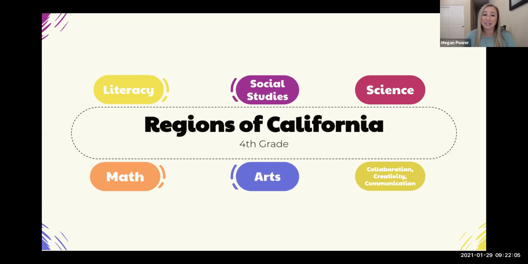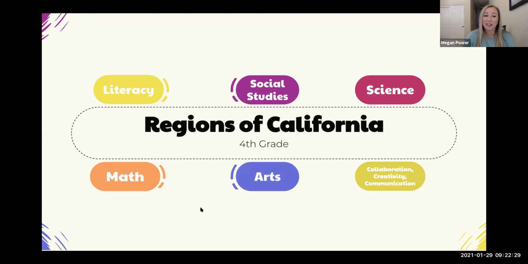Math, we had students, as they're creating this trip, they had to calculate money-wise, mileage-wise, and be able to incorporate some of that math in there. Math wasn't as much. As you see, some of the arts, the collaboration, creativity, communication. So working on all of these skills and doing that within this project and this unit of study.